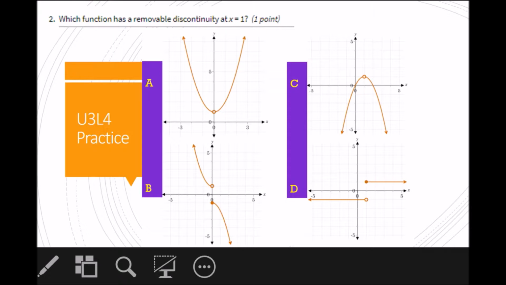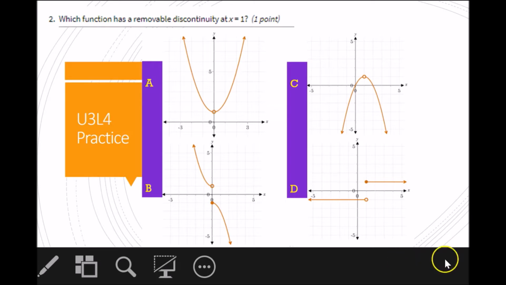Number 2, which function has a removable discontinuity at x equals 1? So again, that word removable discontinuity has to do with it being a hole in the graph. So as you look at the answer choices, I notice that answer choice B has a hole on it, but actually it's really a jump discontinuity or skip, because you physically have to go to a different area of the graph to continue. Okay? And kind of same with D. As you're traveling along there, at x equals 1, you skip to get to the next piece.